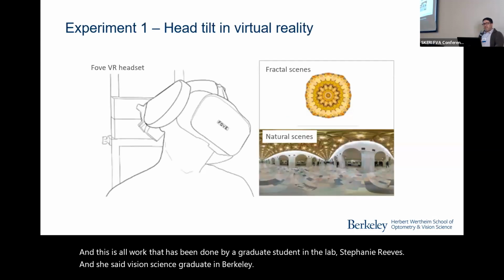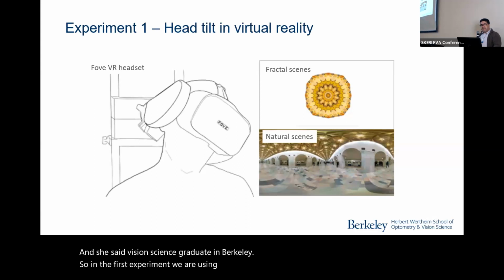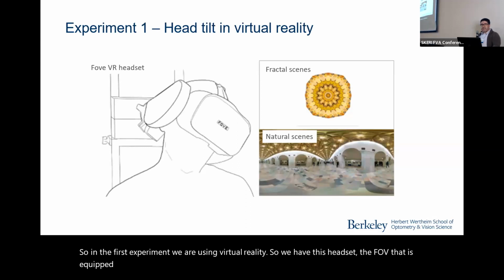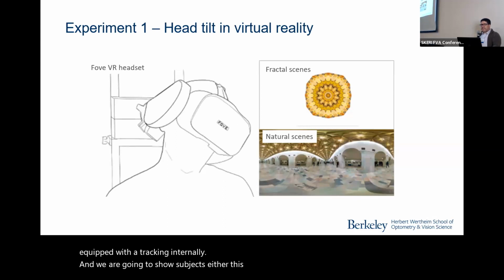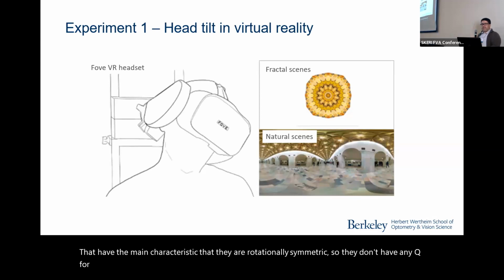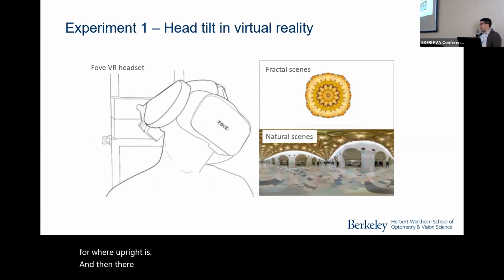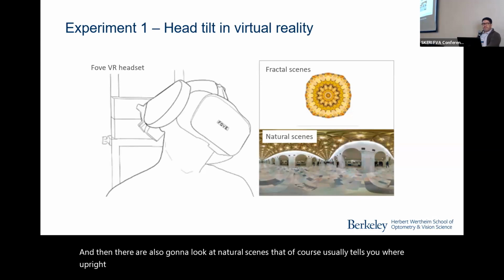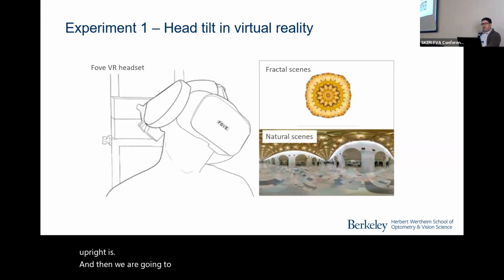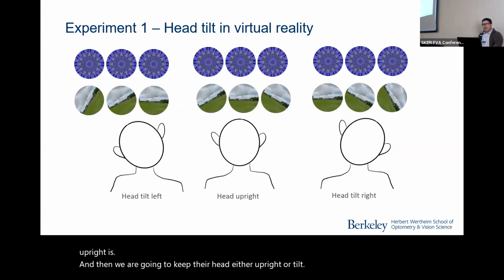So in the first experiment, we are using virtual reality. We have this headset, the FOVE, that is equipped with internal eye tracking. And we are going to show subjects either these fractal scenes, which have the main characteristic that they are rotationally symmetric, so they don't have any cue for where upright is, or natural scenes that, of course, usually tell you where upright is. And then we are going to keep their head either upright or tilted.